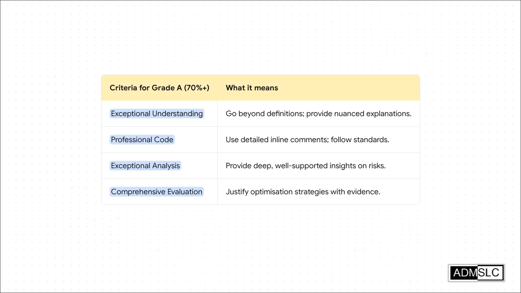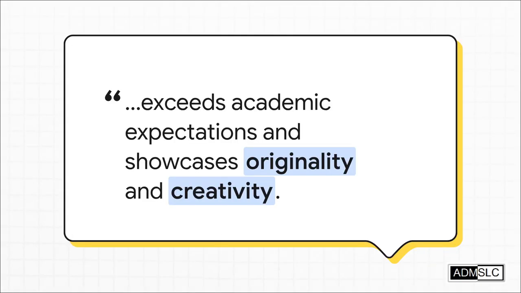To push into that top band, you need to live and breathe these keywords from the rubric: exceptional, professional, and nuanced. So what does that actually mean? Well, nuanced means you don't just define overfitting, you explain how you saw it and dealt with it in your project. Professional code isn't just code that runs, it's clean, well-commented code that another developer could understand. It's this next level quality that the markers are looking for. And this quote, which is pulled straight from the top grade criteria, says it all. The goal isn't just to tick the boxes, it's to produce a report that shows you've gone beyond the basics, that you've brought some original thought and creativity to solving the problem. That's what really stands out.